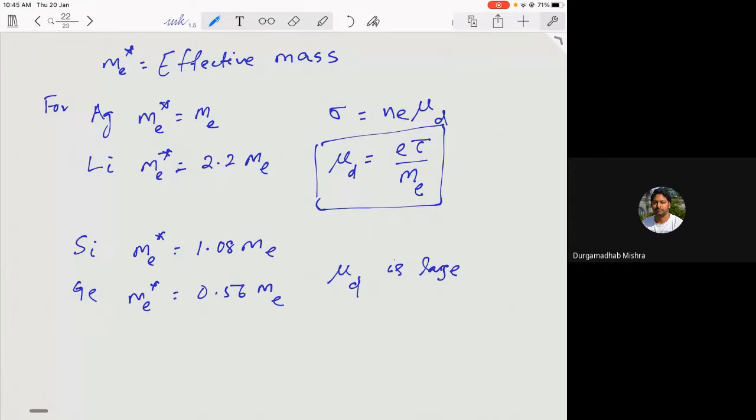We will continue with this effective mass and some other interesting parameters related to the energy band next week.